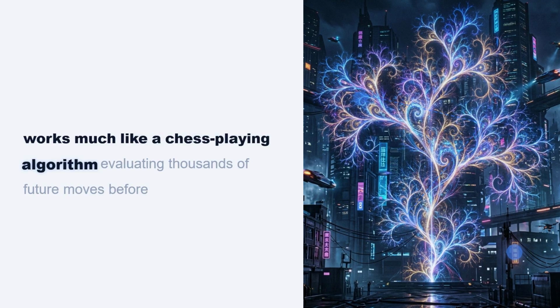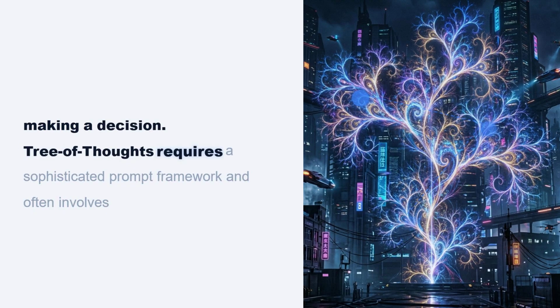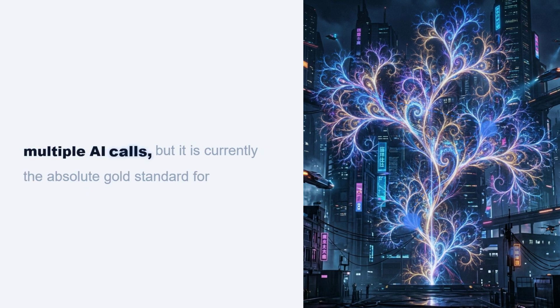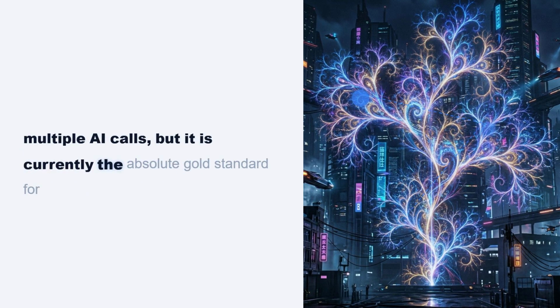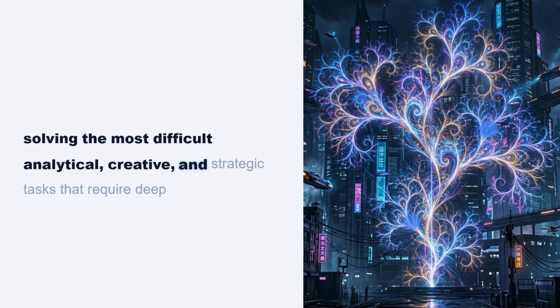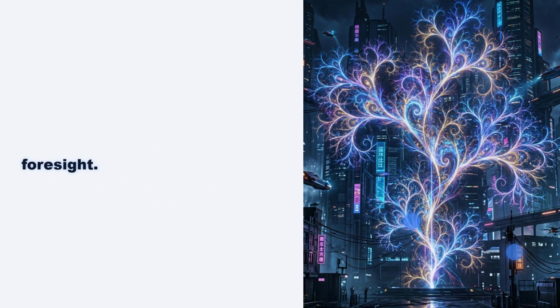This works much like a chess-playing algorithm evaluating thousands of future moves before making a decision. Tree of Thoughts requires a sophisticated prompt framework and often involves multiple AI calls, but it is currently the absolute gold standard for solving the most difficult analytical, creative, and strategic tasks that require deep foresight.